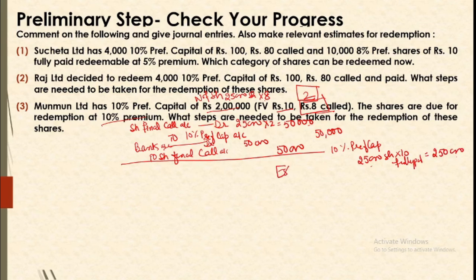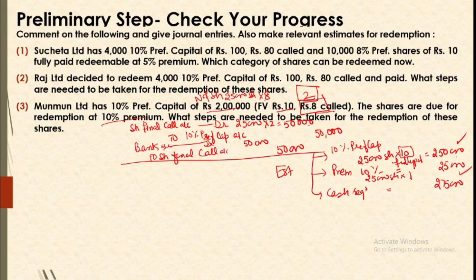So our estimates include capital to be redeemed, premium payable on redemption, since you are to redeem them at 10% premium. So 10% premium will be 10% of the capital, 25,000, or you can say 25,000 shares at the rate of 1 rupee premium. One share is of 10, so premium 10%, 1 rupee. So your cash requirement will be 2,75,000. You are to pay this much capital and 25,000 premium. So in our first step, we are making sure that our shares are fully paid, and then we are estimating the capital reduction, premium requirement, cash requirement, because we are to arrange the sources.